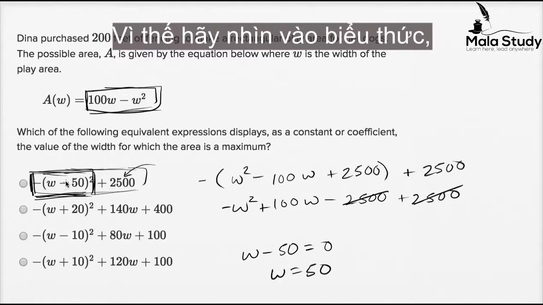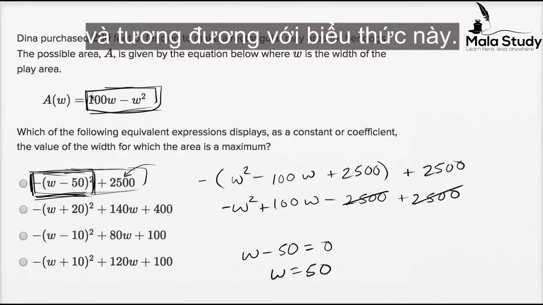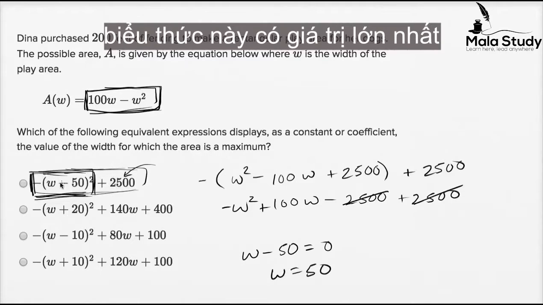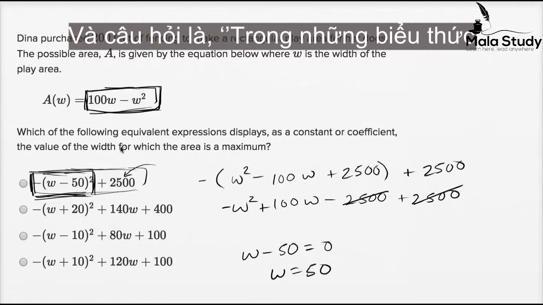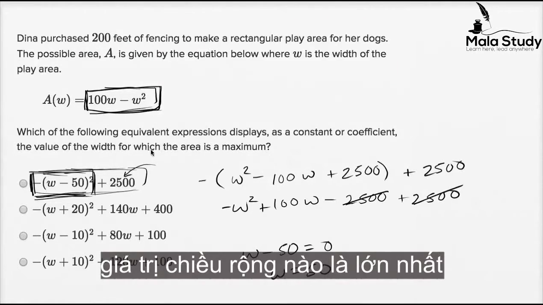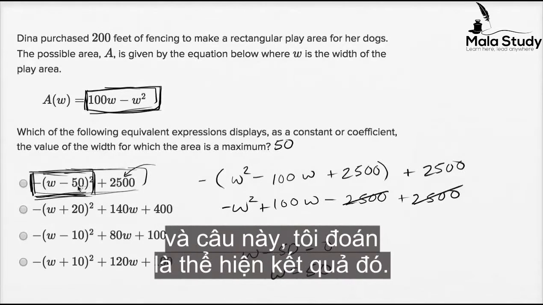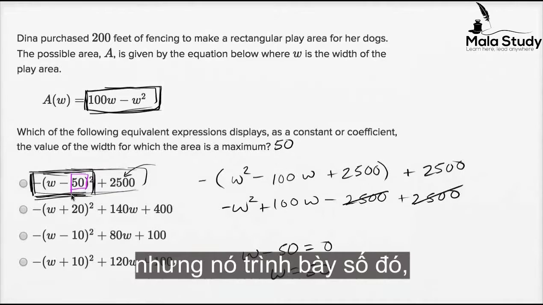So just looking at this expression, we're able to figure out, because all of these expressions are equivalent, and they're equivalent to this expression right over here, look, this expression takes on a maximum value when W is equal to 50. And to their question, which of the following equivalent expressions displays as a constant or coefficient the value of the width for which the area is maximum? We know that the value of the width for which the area is a maximum is 50. And this one, I guess, displays it. I've never seen a question phrased exactly like that, but it does display the number.